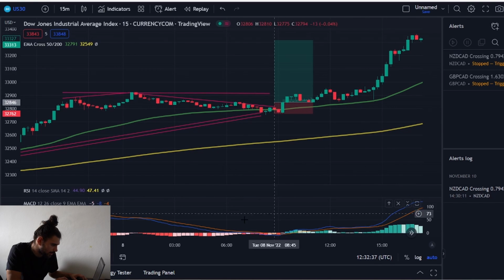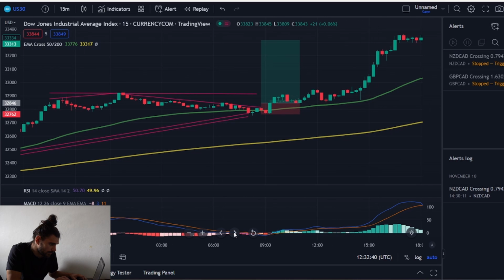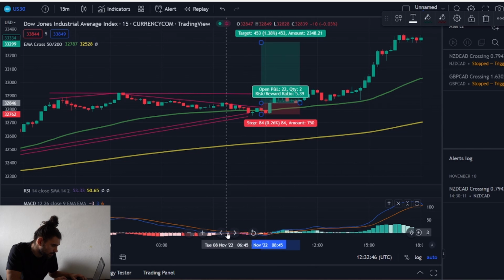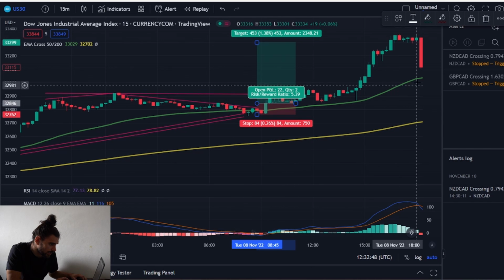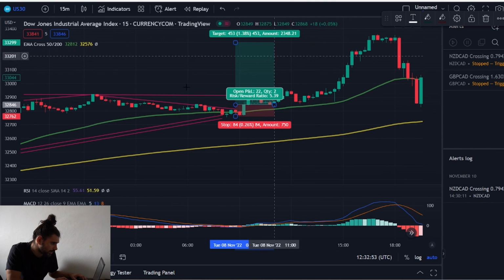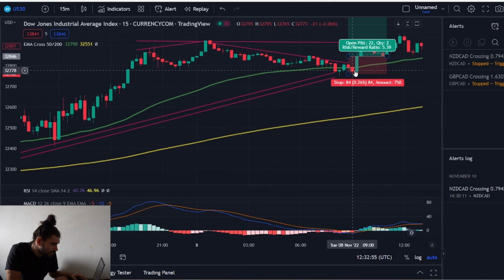Now here getting closer between the blue and orange line. So now I can see the lines are about to cross each other. So here I'm exiting with a 1 to 5 risk reward. And here suddenly the market broke to the downside. So this was my 50-minute chart setup.